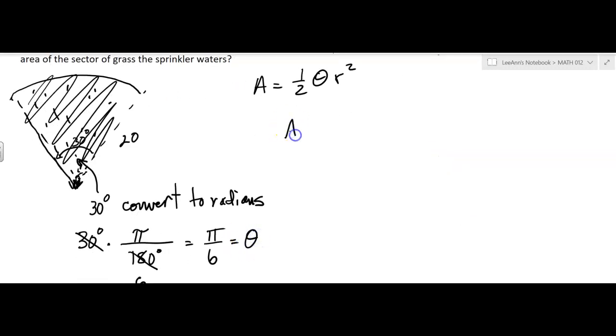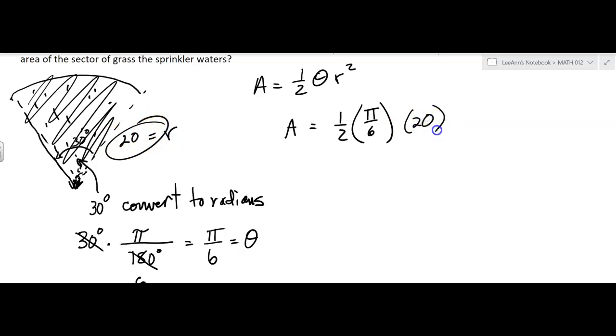You might have remembered that one from previous work, but that's going to be our theta. Okay, so the area of the sector is going to be 1/2 theta, which is pi over 6, and then the radius, we know the radius, it's 20 feet, so it's going to be 20 squared. Now we're going to get a decimal approximation. Let me turn on my calculator. I'm going to use my pi button, multiply by 20 squared, and then divide by, 2 times 6 is 12, so I'll just divide by 12.